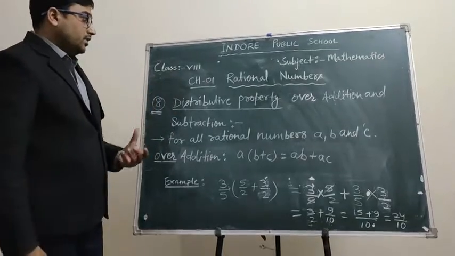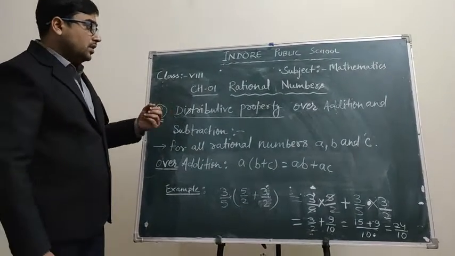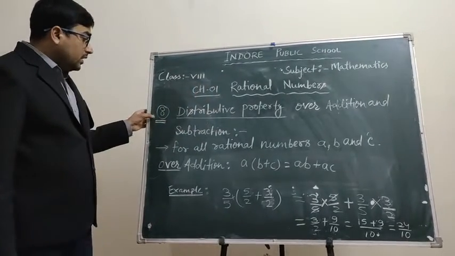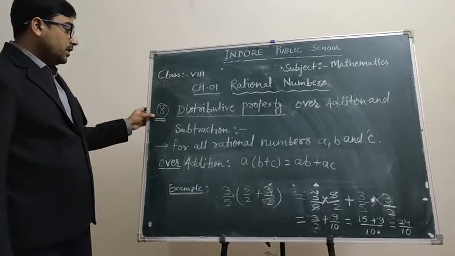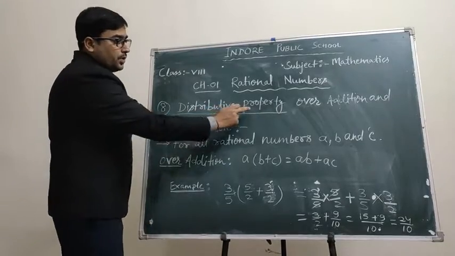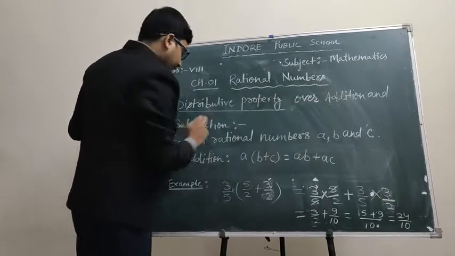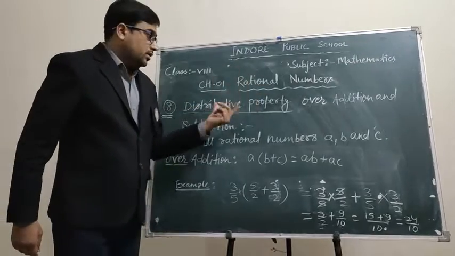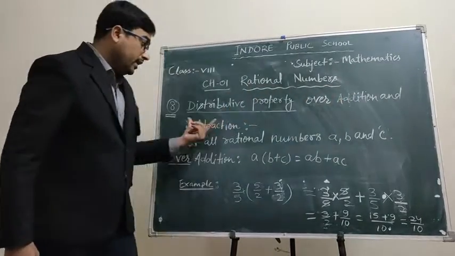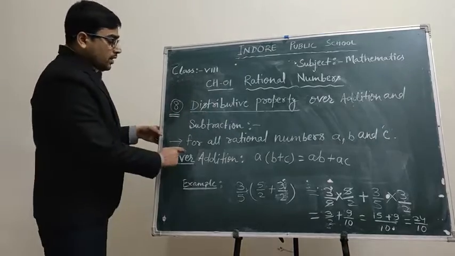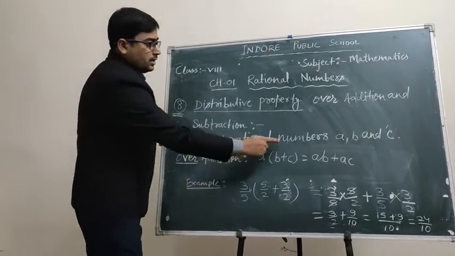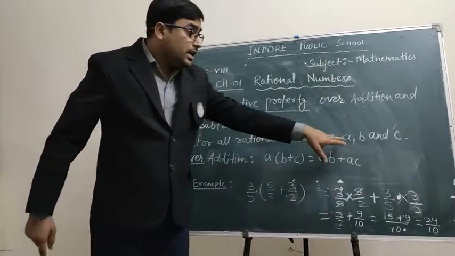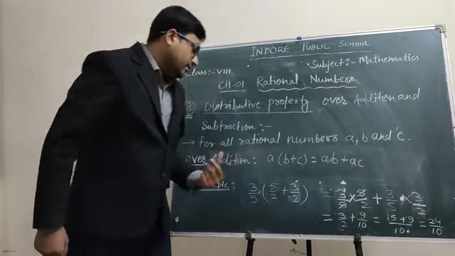In the last lecture, we already learned so many properties of rational numbers. The 8th property of rational numbers is the distributive property over addition and subtraction. Distributive properties follow two rules, over addition and over subtraction. For all rational numbers A, B and C, you can take any rational numbers A, B and C.